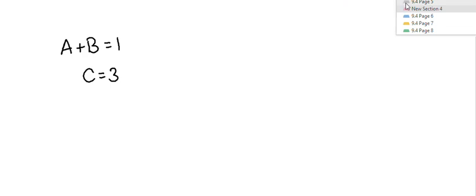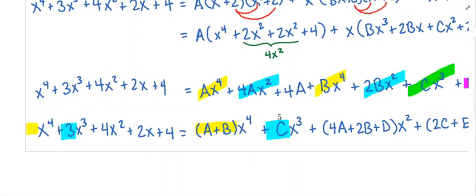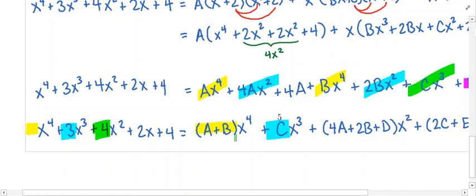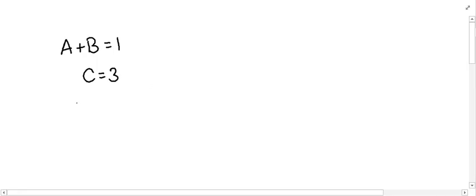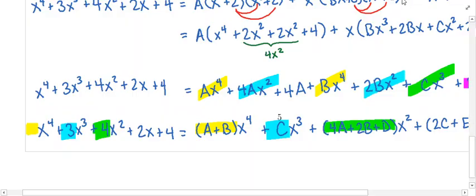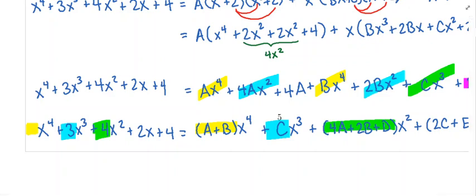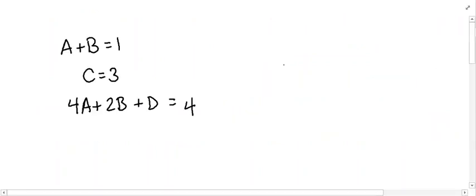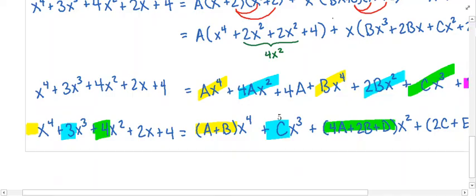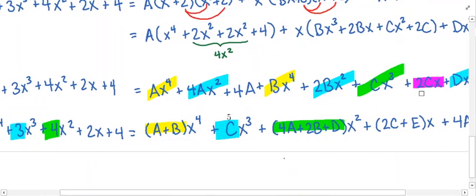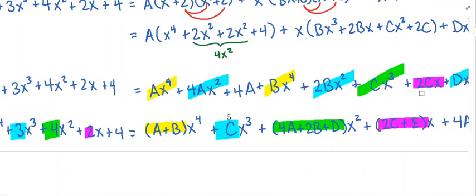Okay, and then if we go back, we compare the stuff in front of x squared. So we have a positive 4 over here, and then we have this business. So we have to write that 4a plus 2b plus d has to equal 4 if you compare the stuff in green. And then we keep going, compare the stuff in front of just an x. Okay, 2 has to equal 2c plus e.